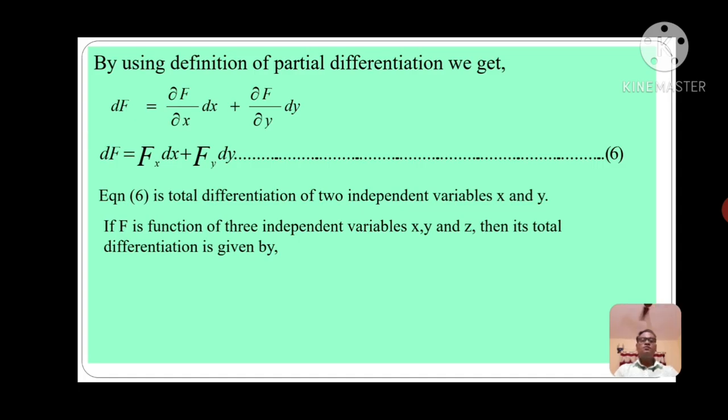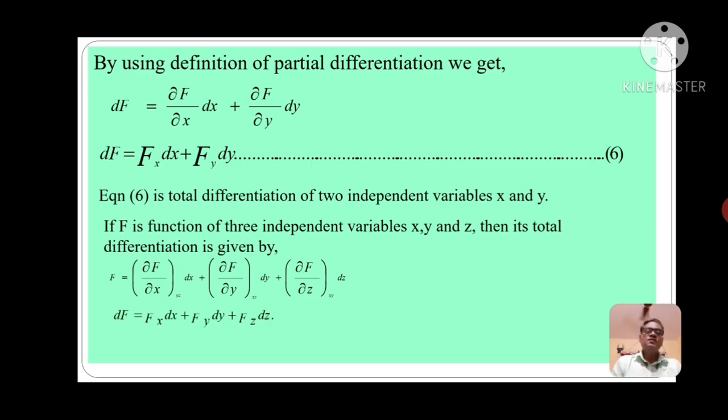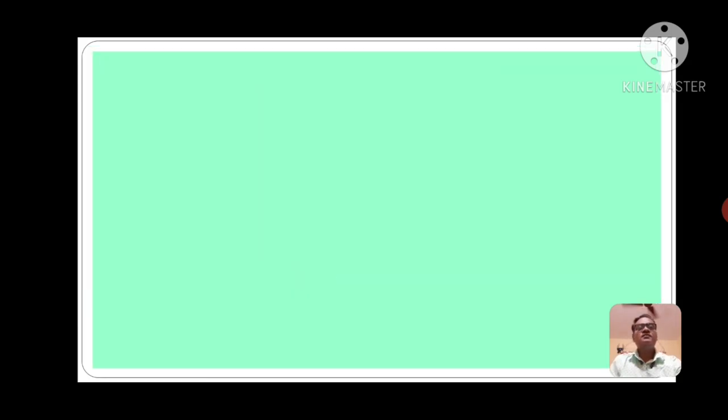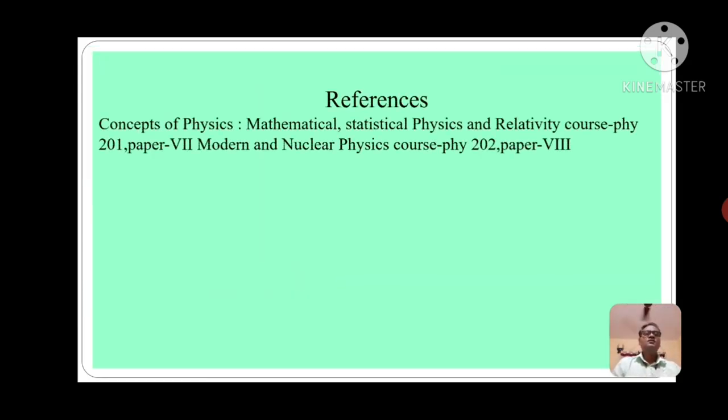Now if f is a function of three independent variables x, y and z, then its total differentiation is given by df is equal to del f by del x keeping y, z constant dx, plus del f by del y keeping x, z constant dy, plus del f by del z keeping x, y constant dz. This can be written as df is equal to f of x dx plus f of y dy plus f of z dz.